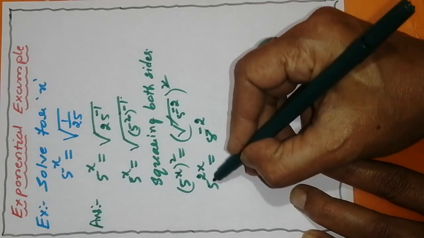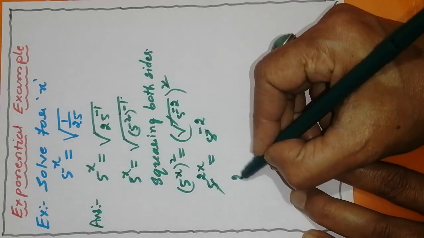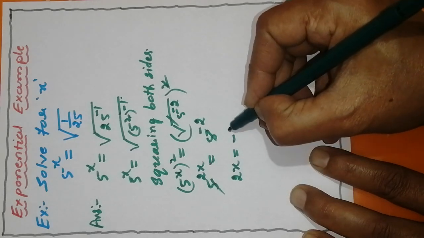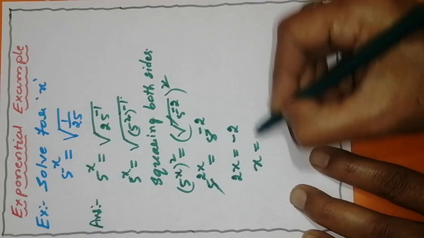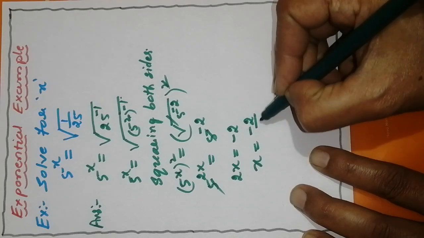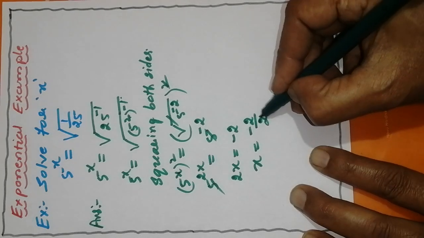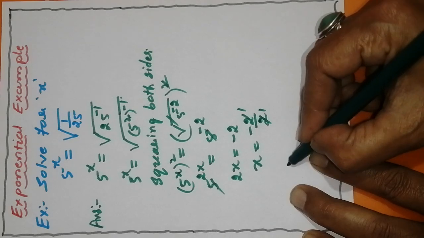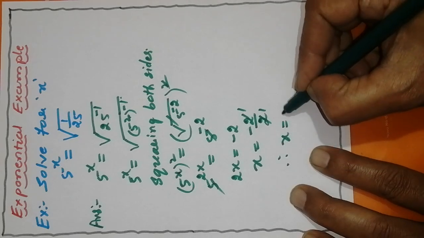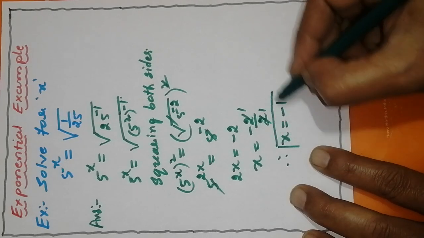Both sides base same, therefore cancel. 2x is equal to minus 2. x is equal to minus 2 divided by 2. 2 ones are 2, 2 ones are 2. Therefore x is equal to minus 1 is the answer.